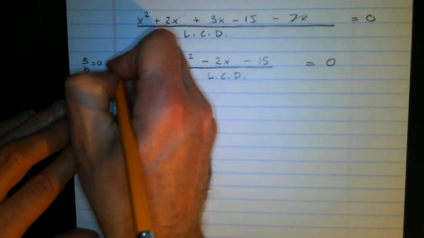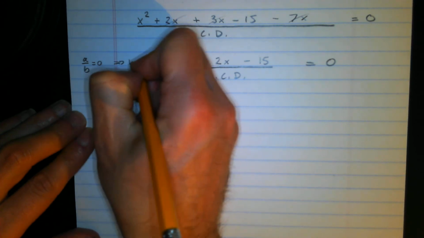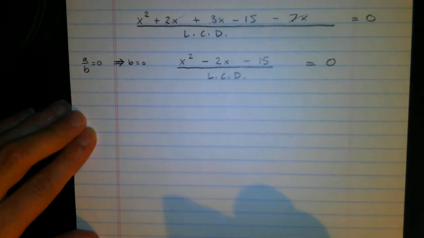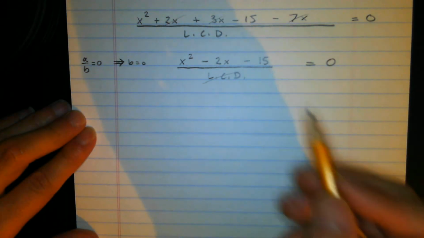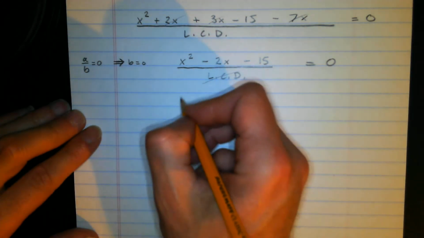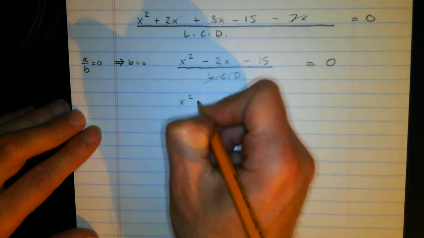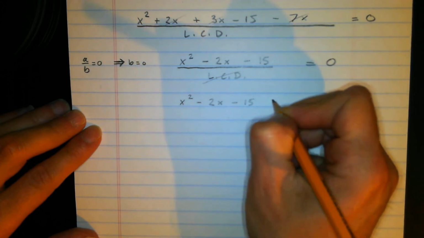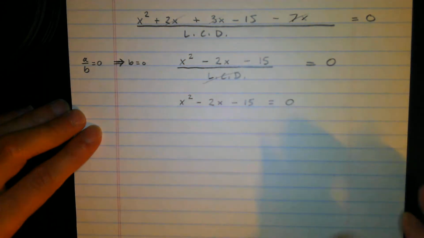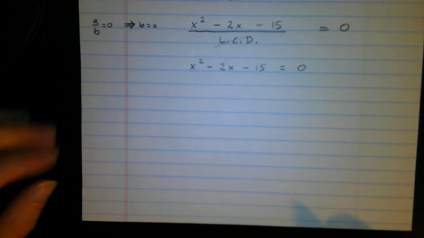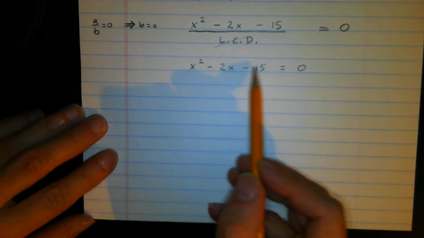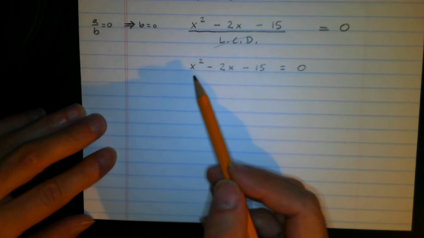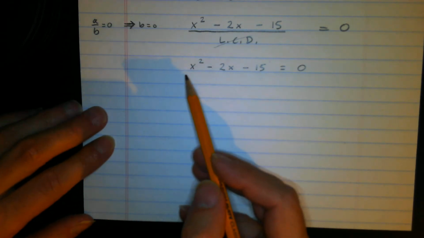Well, that implies b equals 0. So we can just get rid of the denominator here. And that leaves us with this: x squared minus 2x minus 15 equals 0. At this point, we've got a quadratic equation left over. We just need to solve it and then check our answers back in the original equation.